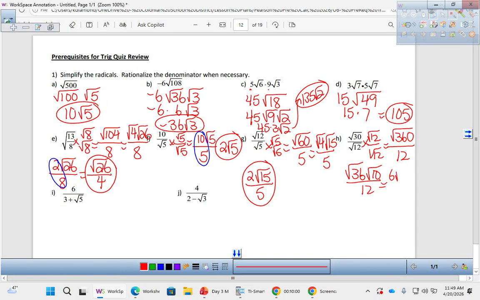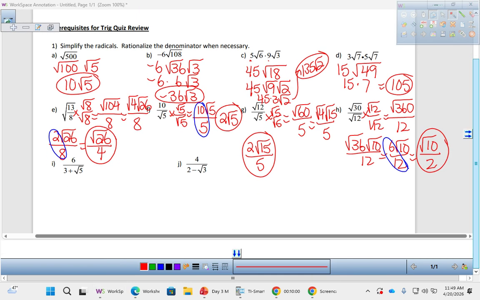and 10. Or 6 root 10 over 12. And if I reduce 6/12, that's 1/2. I don't have to write the 1. So root 10 over 2 would be my final answer there.